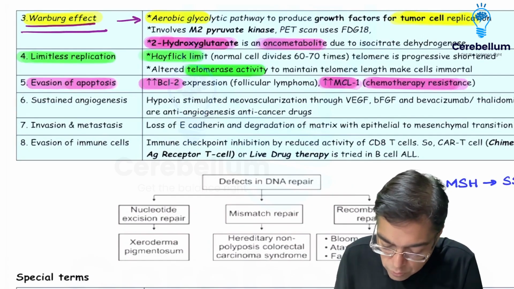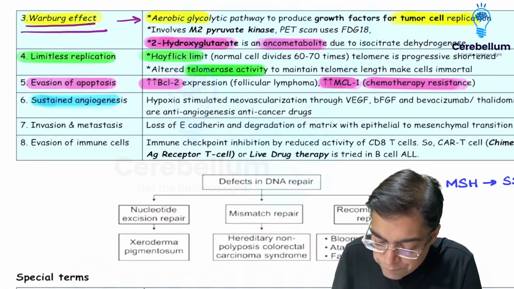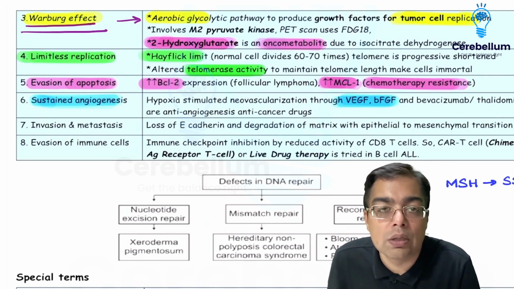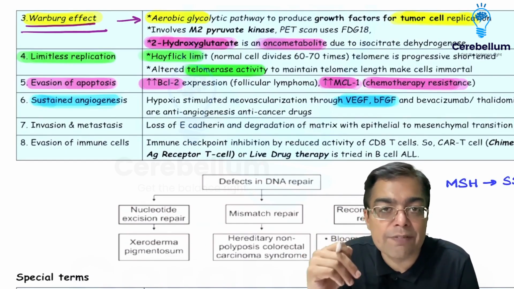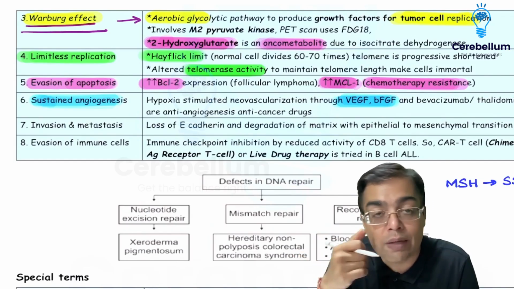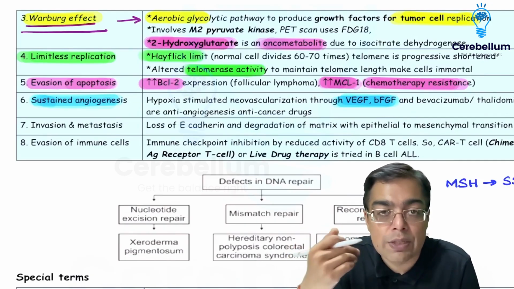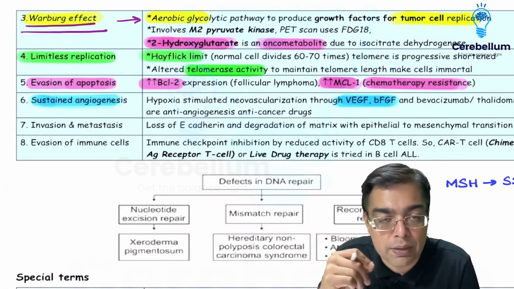Then making a mention of sustained angiogenesis. Sustained angiogenesis is going to be associated with the new vessel formation that is facilitated by the vascular endothelial growth factor or the basic fibroblast growth factor. And if we know this, if we inhibit these factors, we can inhibit angiogenesis. So we have got anti-cancer drugs which are angiogenesis inhibitors. Say for example, bevacizumab. Say for example, we have a drug like thalidomide, which are examples of angiogenesis inhibitors.